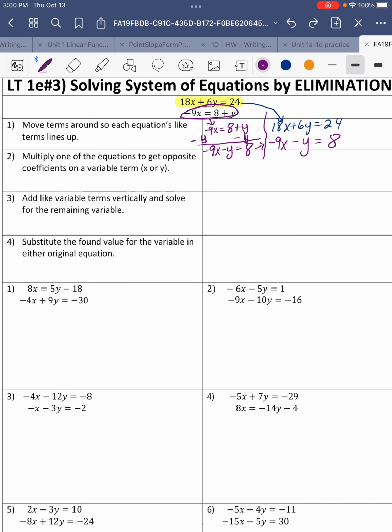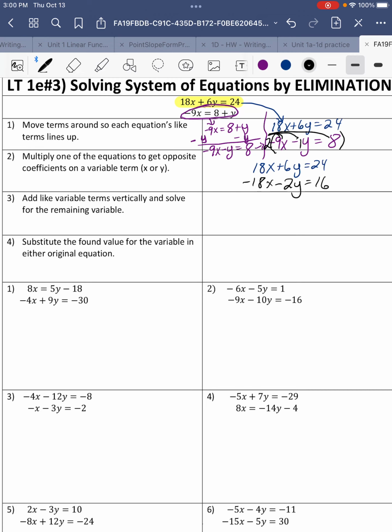Let's go with the x's first. So I'm going to multiply the whole bottom equation by 2. I'm going to write the top equation first: 18x plus 6y equals 24. By multiplying that 2 in, 2 times negative 9x is a negative 18x. 2 times a negative 1y is a negative 2y. 2 times 8 is 16.